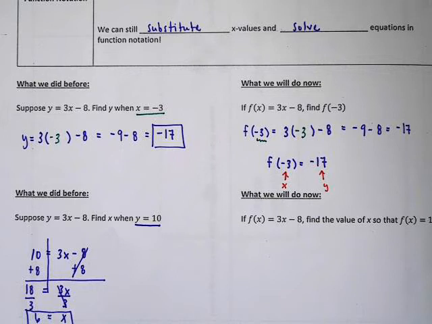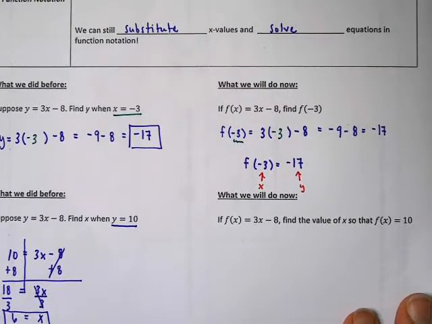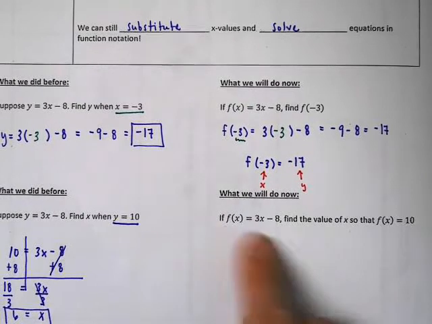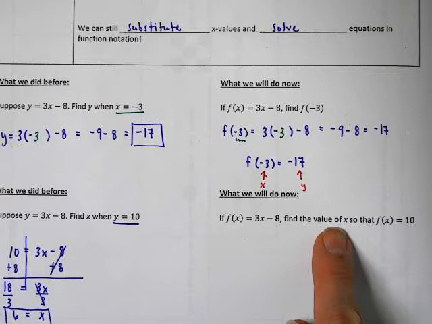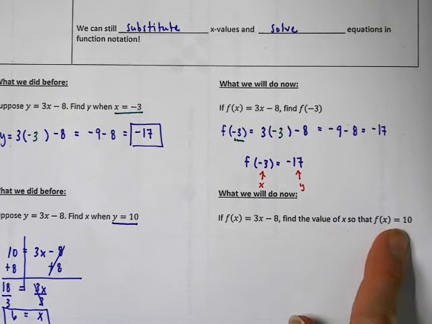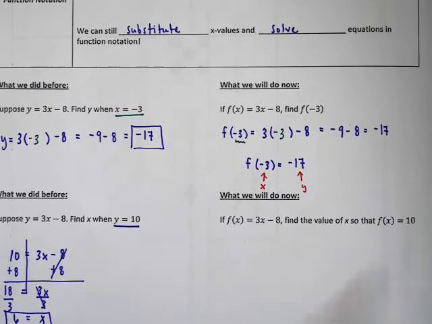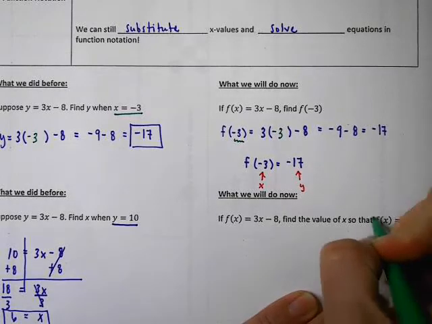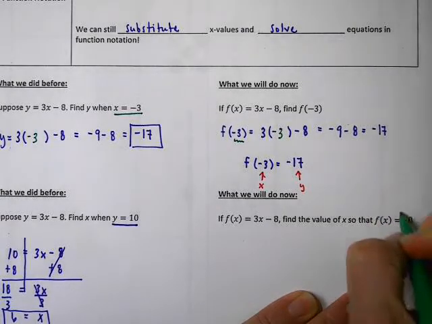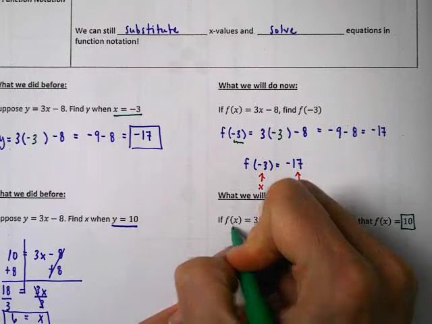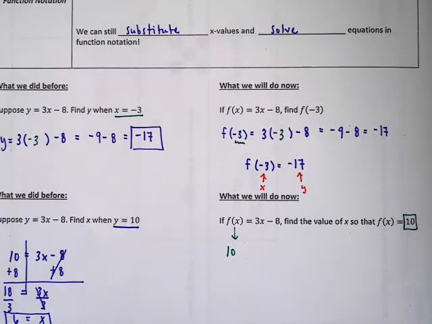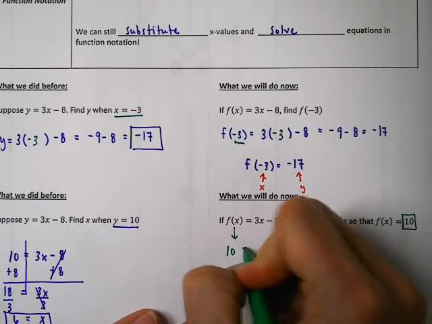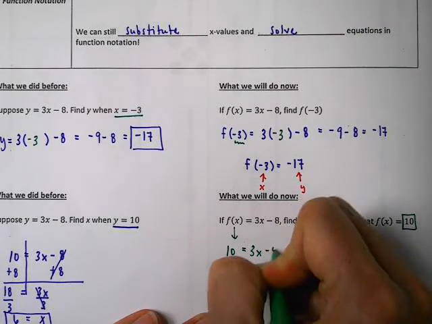Now, in our new world here with function notation, again, it's the same idea, just the notation is different. Now it says if f of x equals 3x minus 8, find the value of x so that f of x is equal to 10. So in other words, I'm still just substituting instead of f of x, I'm replacing it with 10. So I've substituted 10 for f of x, and then I'm going to go ahead and solve my equation.